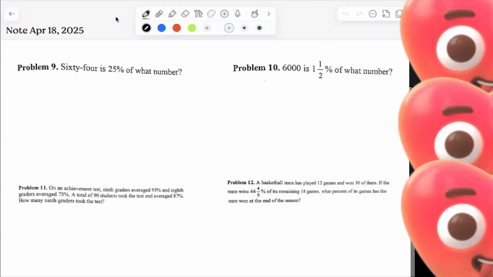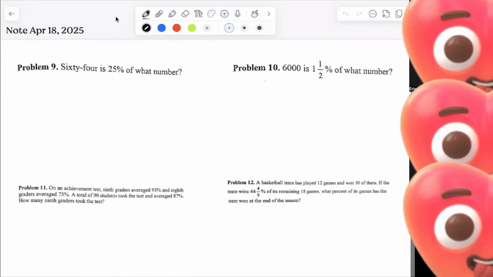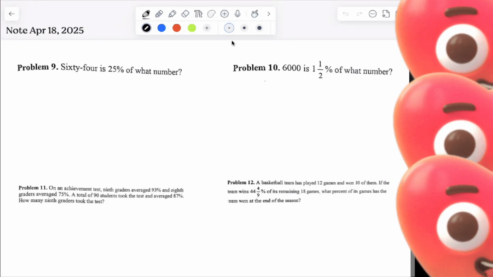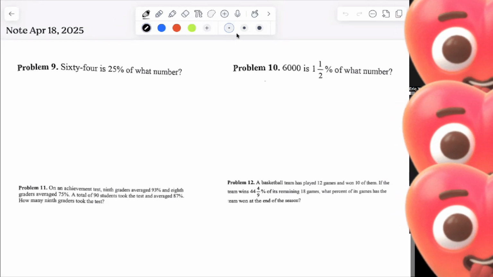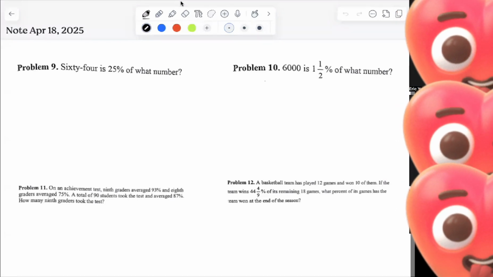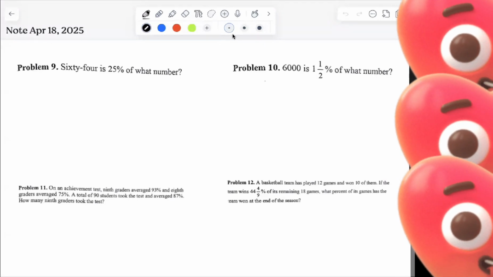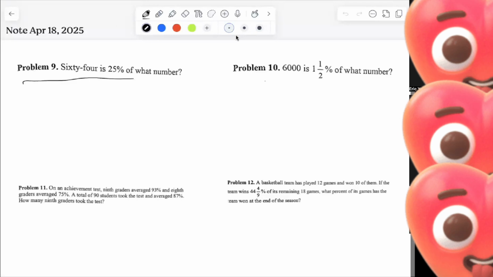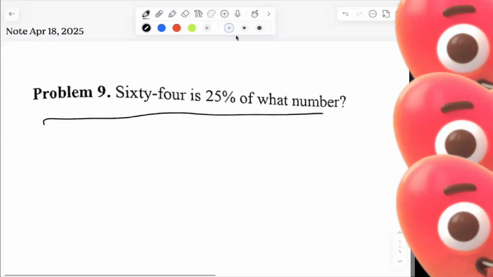Okay. So basically, let's start with problem 9. As we were covering before, we were doing percents, right? So now let's apply that. Let's do the problems. All right? So we're solving this question. Is 64 is 25% of what number?